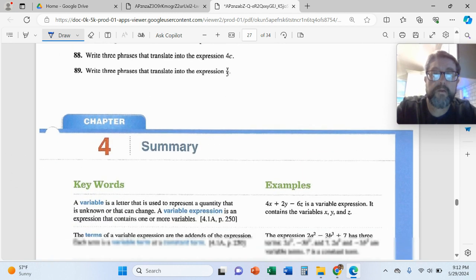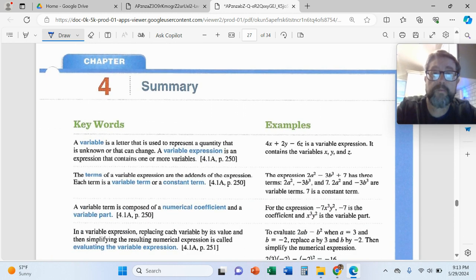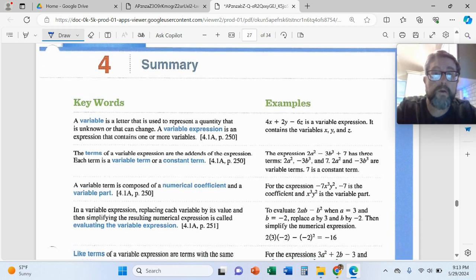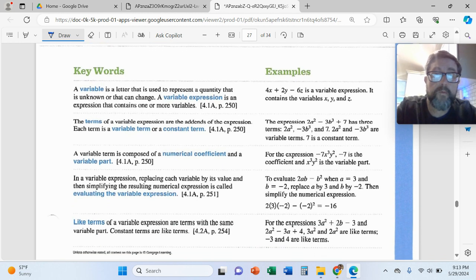Okay, we are to the very end of chapter 4. This is the chapter 4 summary. Keywords. A variable. A variable is a letter that is used to represent a quantity that is unknown or that can change. A variable expression is an expression that contains one or more variables. There's examples off to the side.